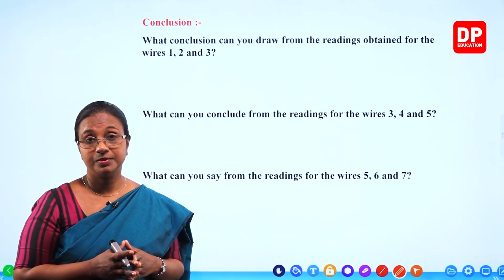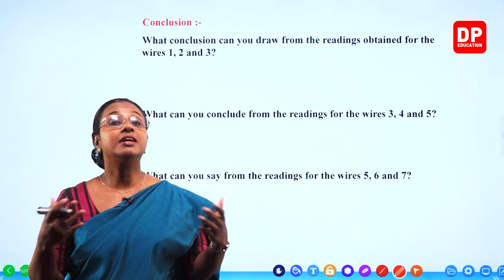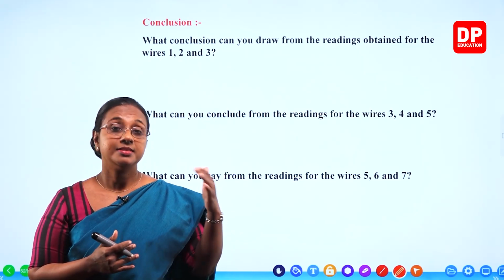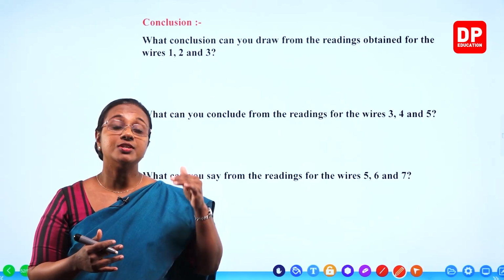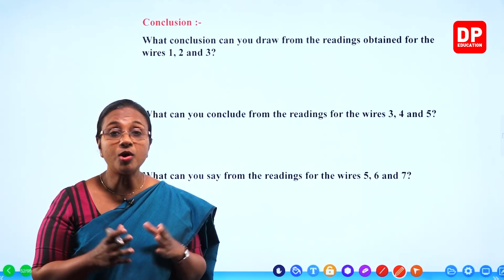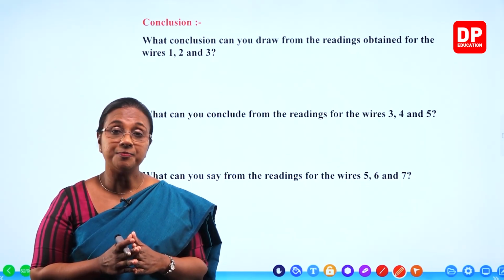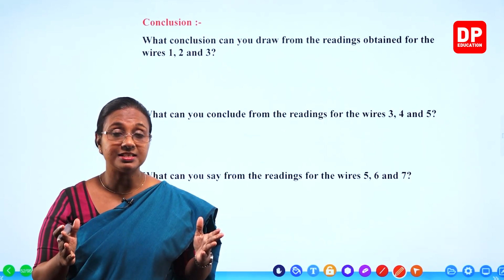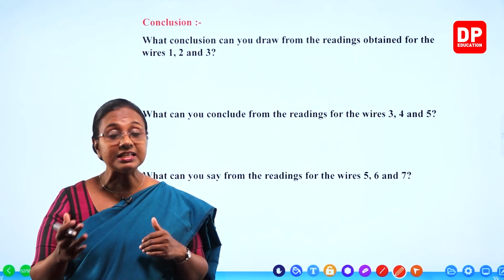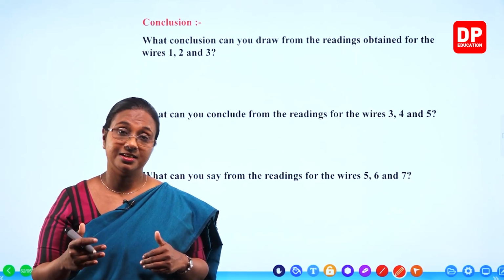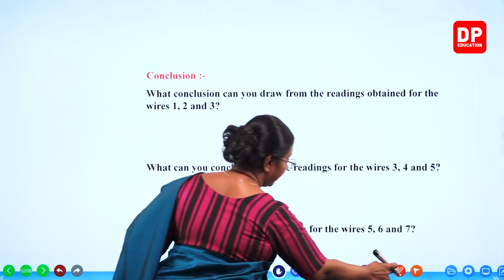What is the conclusion? Now you know the first one with the largest cross-sectional area, the current flow was more. Second one, less cross-sectional area, current flow was less. And the third one was the thinnest, or the smallest cross-sectional area, and the current flow was the least. So what can you say? When cross-sectional area increases, the current flow increases. That means when cross-sectional area increases, the resistance decreases. That is the conclusion.